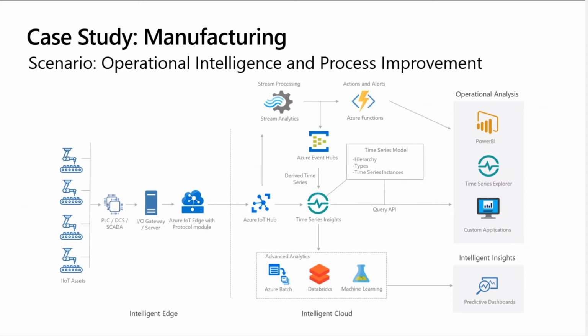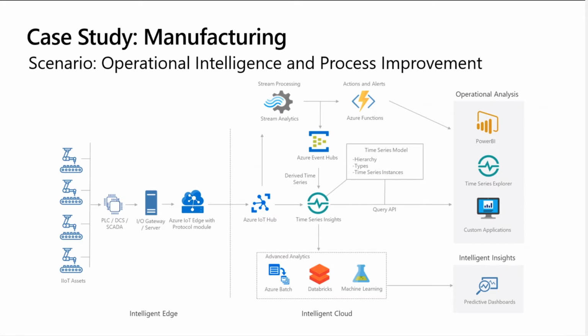We are used across a variety of industries, including manufacturing, power and utilities, oil and gas, automotive, and agriculture. In this example, I wanted to show you a manufacturing and a smart buildings use case. So starting off with manufacturing, manufacturing customers are generally trying to gain operational intelligence and improve their products.